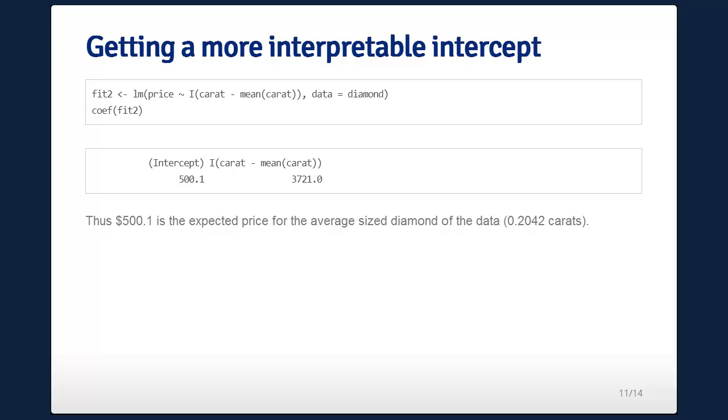So what we could do, of course, is subtract the mean. This I function here just means do this operation in the linear model. It means, I don't know, I guess execute the operation. So I(carat - mean(carat)) just centers the data. So now the intercept has a little bit more meaning, and so now if we get the fit, I assign this to fit2, now coef of fit2 is 500.1. $500 in Singapore dollars is the expected price for the average size diamond in the data, which is 0.2 carats.